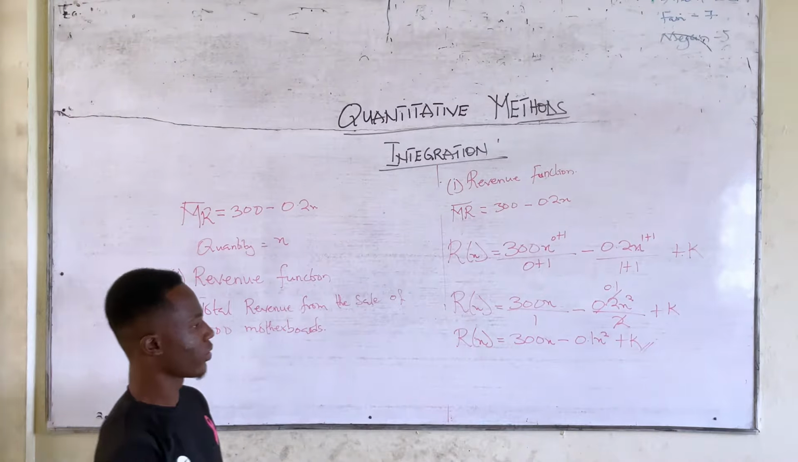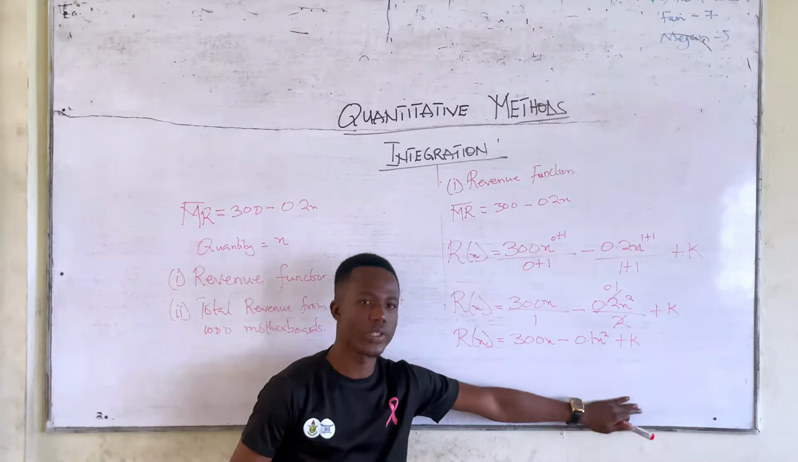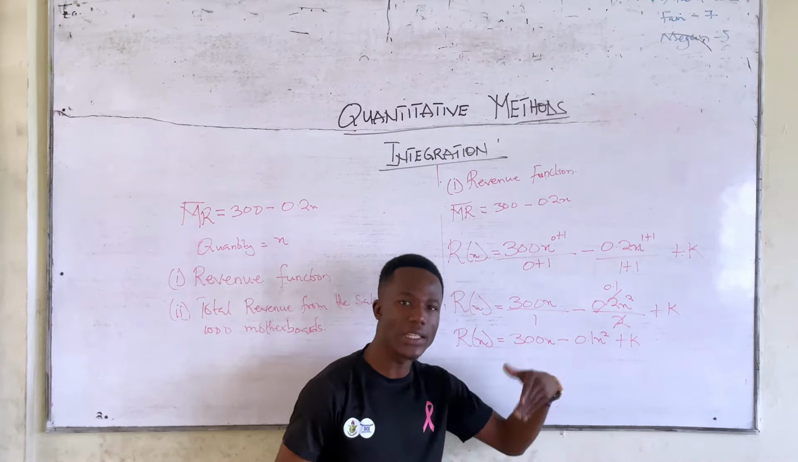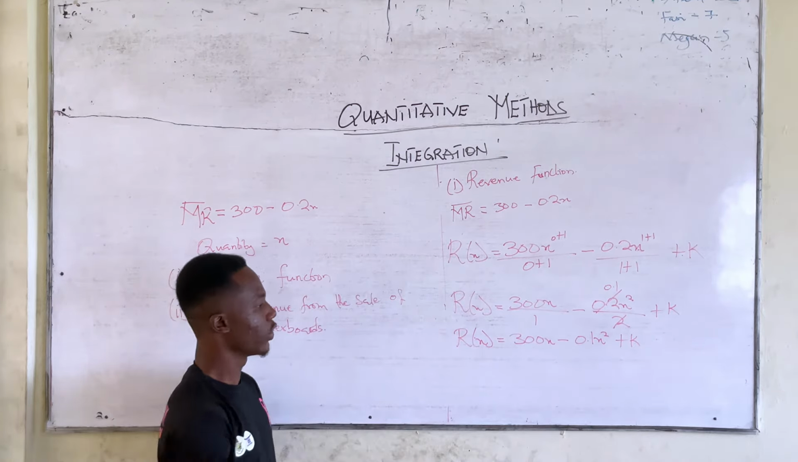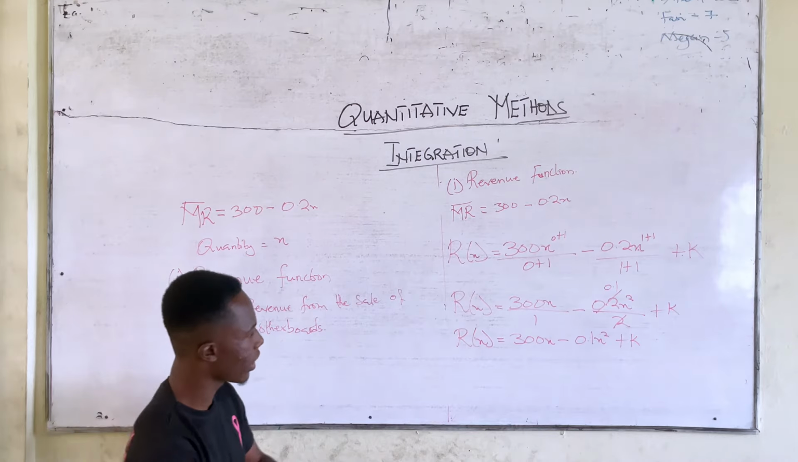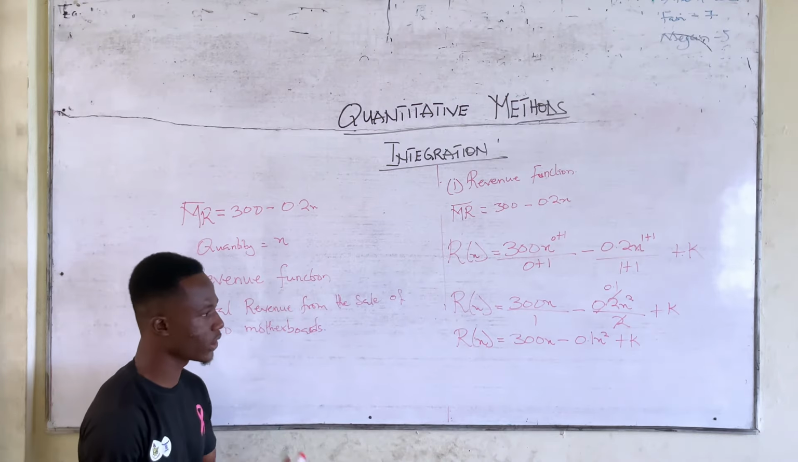Okay. Oh, sorry. This is not the revenue function. Since we have k in it, we have to do something to it to get the revenue function. You get it? So we are going to get the revenue function in the next step. Do you get that? And so anytime you have k in the function, it means you are not done. There is something that has to be done before you get what? the revenue function. And what is that?